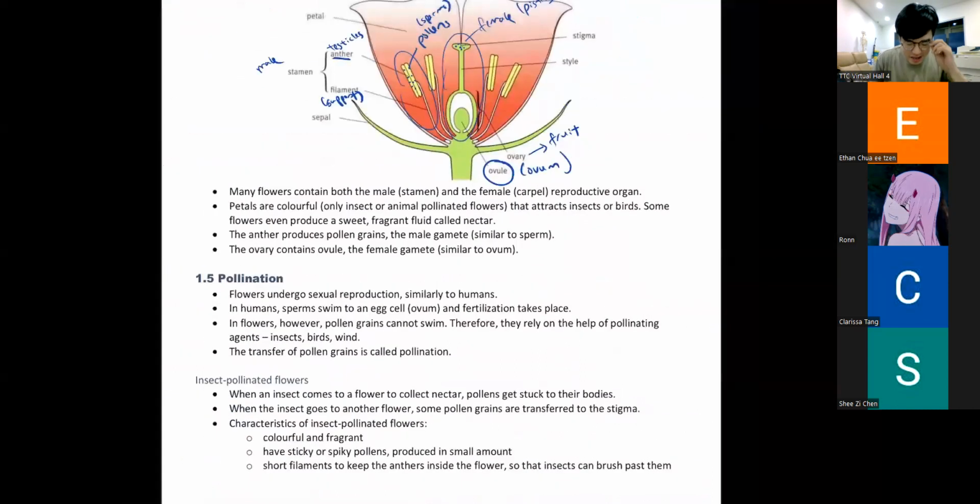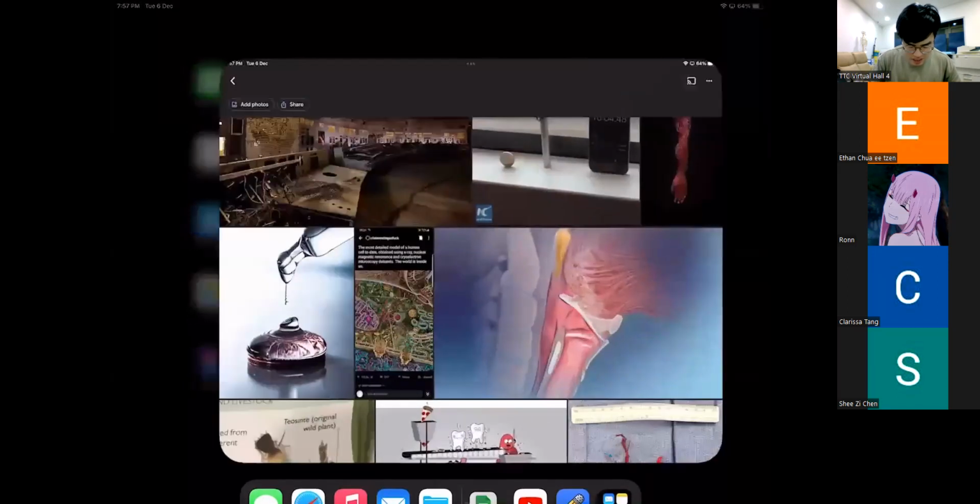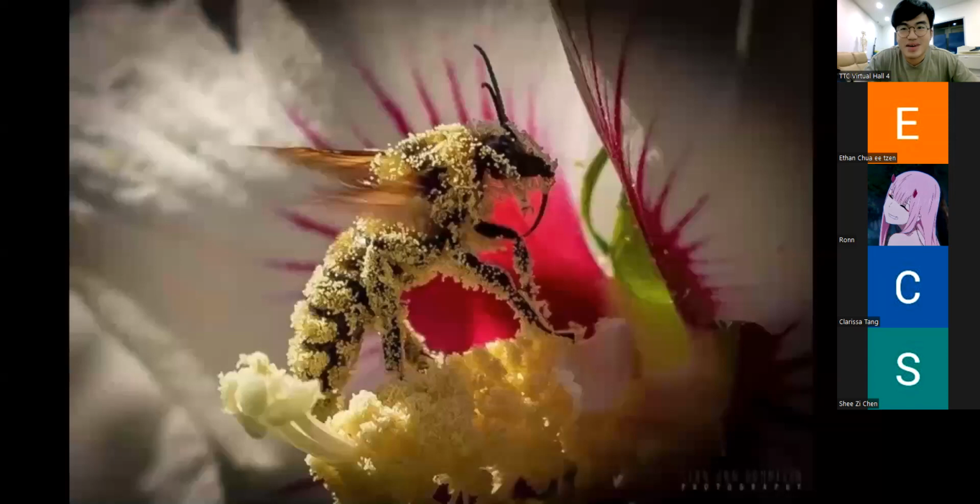So I think I showed you this before, right? What was the picture again? There, this one. Okay, so it's a bee full of sperm. Imagine you are a flower, your sperm is stuck all over a bee. Damn, that's weird. I mean, it's very pretty lah, but if you think about it, it's really weird.